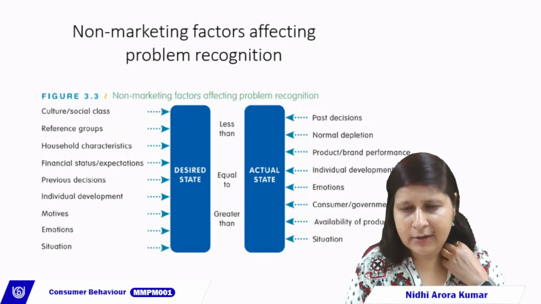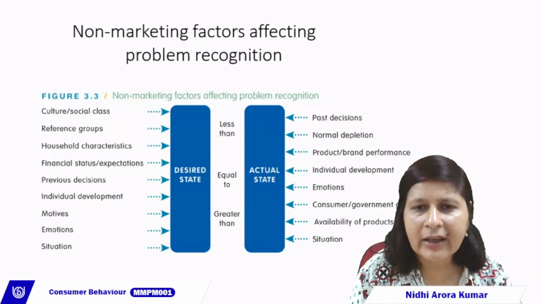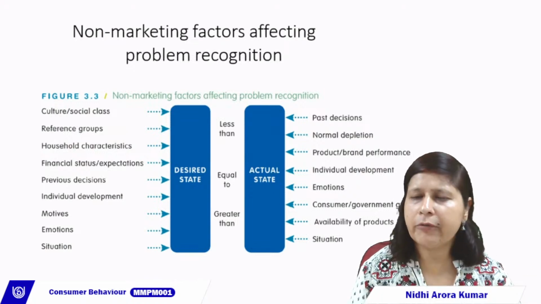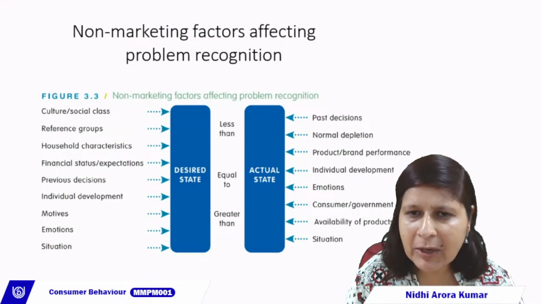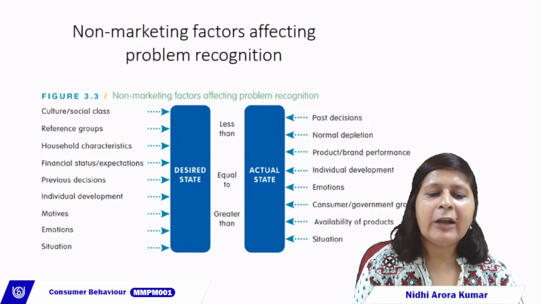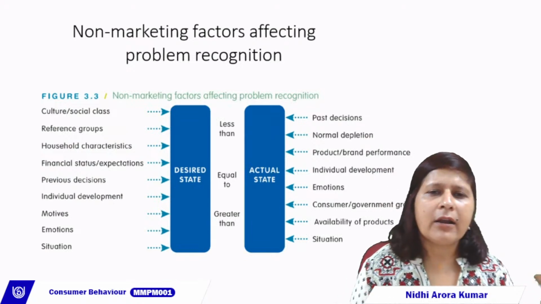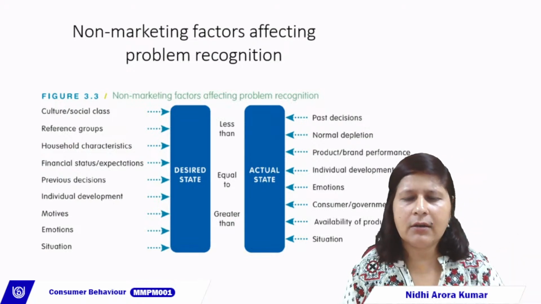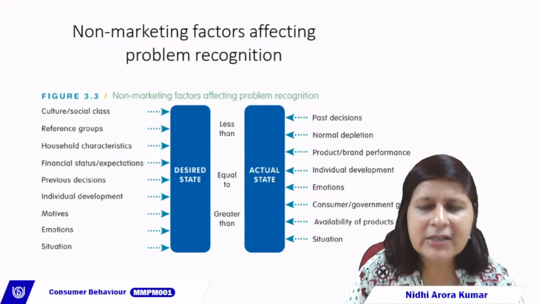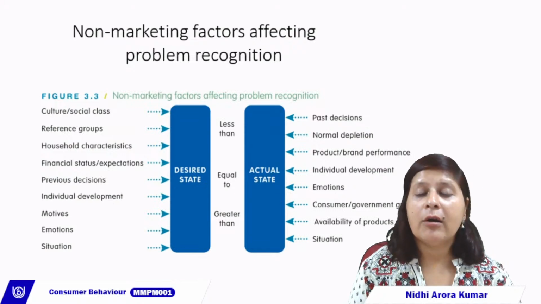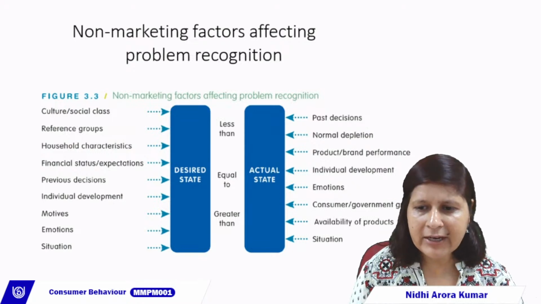That is the desired state; we would like to be like that group. Household characteristics could be another factor which impacts the desired state. Financial status and expectations, and previous decisions also impact the desired state, whether we have taken a right decision or a wrong one. Then individual development impacts the desired state. Motives, emotions and situation impact the desired state.